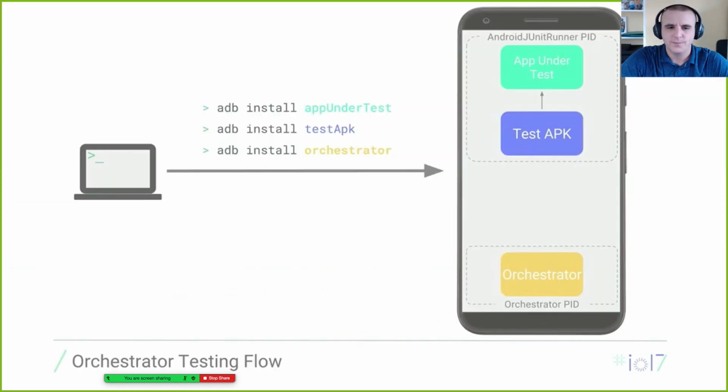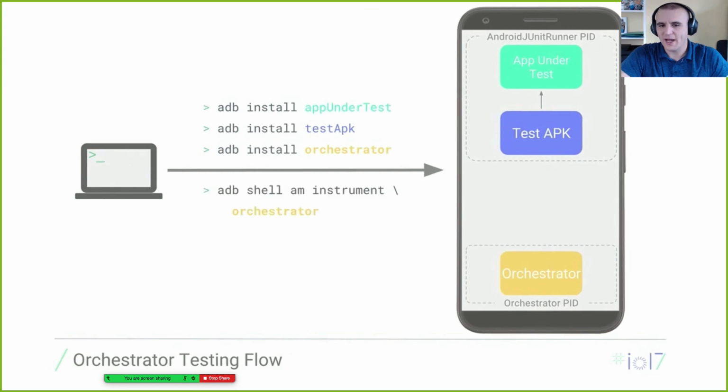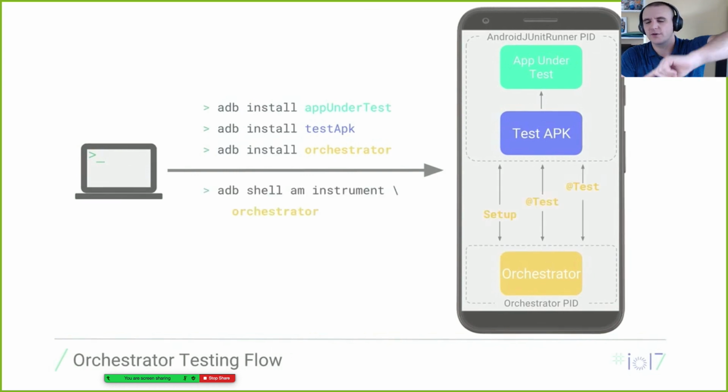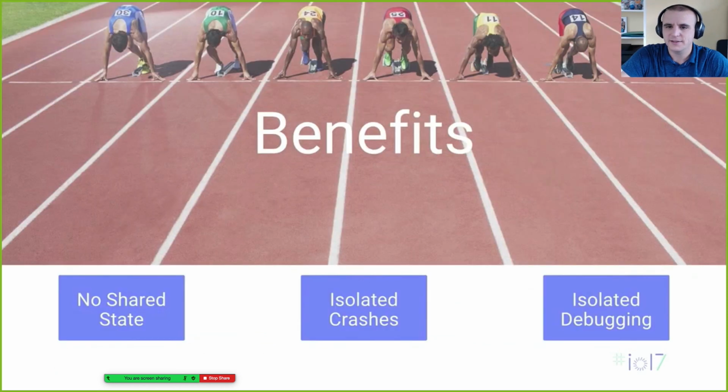What it does and the way it works is it installs the actual app itself, then it installs a test app, and then it installs another app called Orchestrator. If you look on the right, Orchestrator is the bottom app. It's another process. What it allows you to do is talk to the orchestrator, and the orchestrator is able to run various tests and clear various things. So that's how it ends up working. Then you end up with no shared state, no shared crashes, and isolated debugging. Yay!